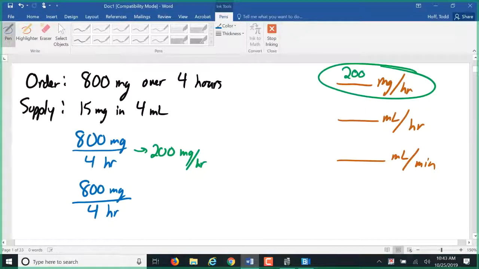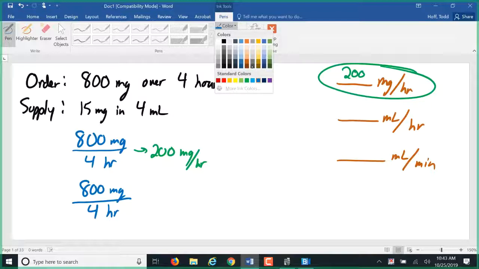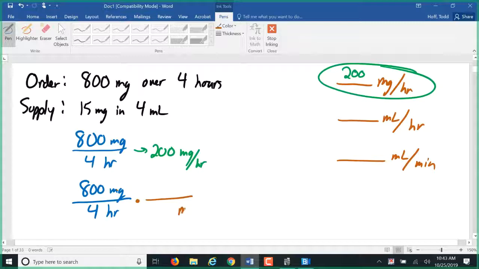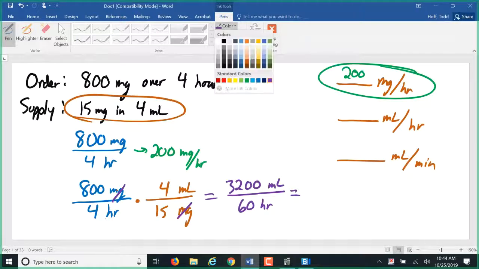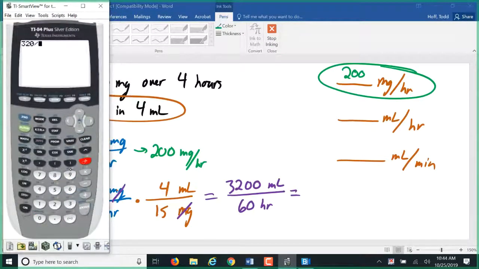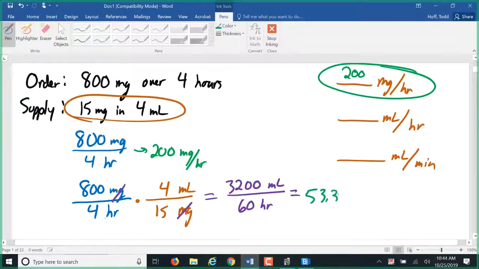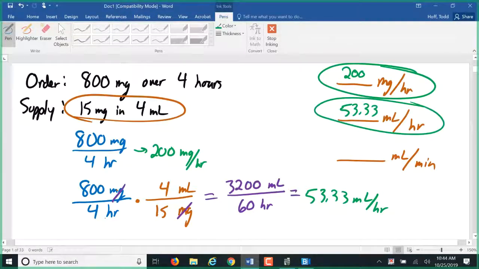For the milliliters per hour, if we started with the 800 milligrams over 4 hours, we would have to make a conversion, getting rid of the milligrams and going to milliliters. We have 15 milligrams in 4 milliliters. So 15 milligrams is equivalent to 4 milliliters. Cancel out the milligrams. 800 times 4 milliliters is 3,200 milliliters. 4 hours times 15 is 60 hours. If we divide that out, 3,200 divided by 60, 53.33, that's milliliters per hour. Any questions so far?